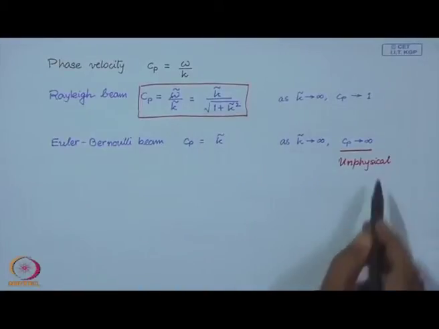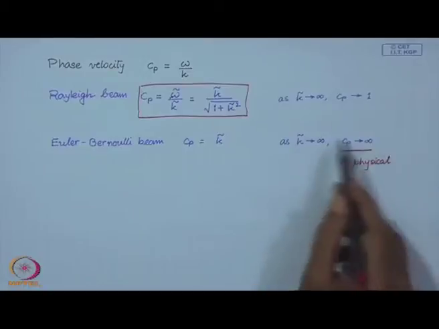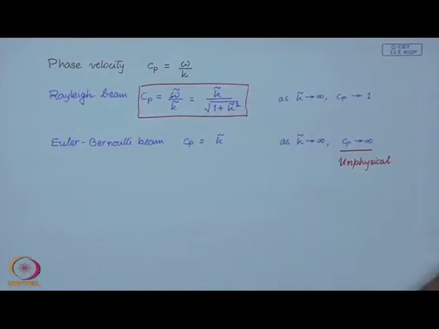Now, because of this infinite phase speeds, something very strange or peculiar can happen in an Euler-Bernoulli beam model. So, suppose you disturb the beam at a particular point, then the effect of the disturbance can be felt at infinite distances from the source of disturbance, because of shorter and shorter wavelengths.